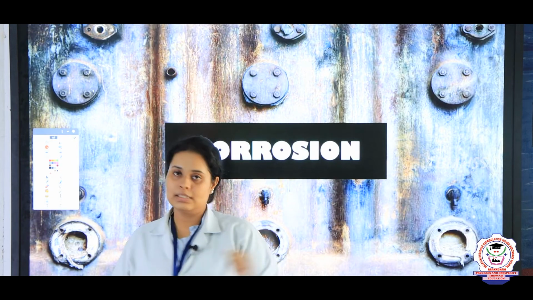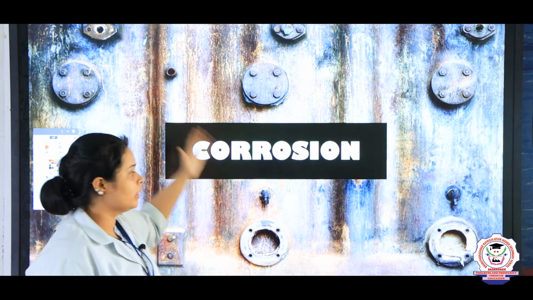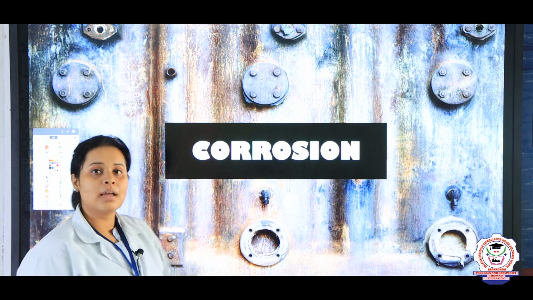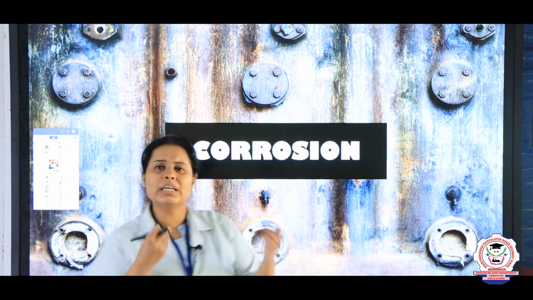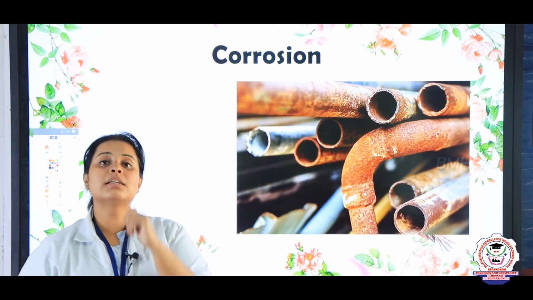Okay? Yes. So now let us come to the second topic in this. The second topic is corrosion. So what you can see over here, children, what is happening here? Yes, you can see that some kind of rusting type or brown color layer is formed, right? So yes, that is known as corrosion.